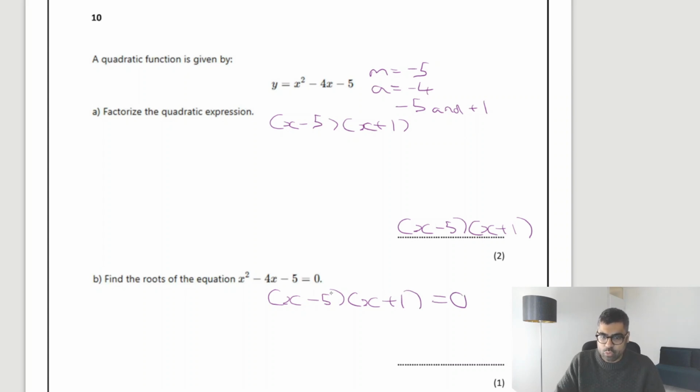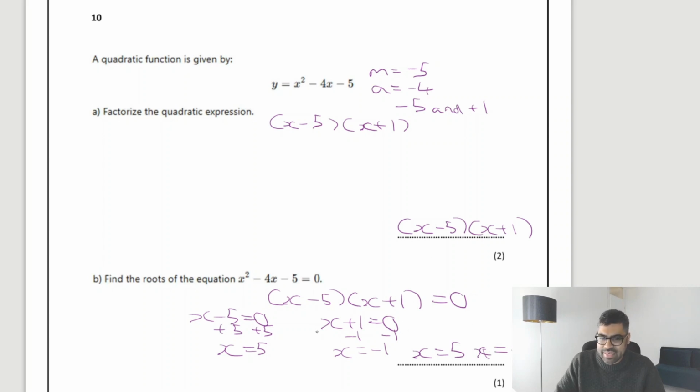So in order for us to multiply two brackets together and the answer to be 0, that means either this bracket or the second bracket needs to be equal to 0. So we're going to have x minus 5 is equal to 0, or we've got x plus 1 is equal to 0. So we're going to add 5 to both sides. Gives us x equals 5, and we're going to minus 1 from both sides. Gives us x equals minus 1. So we have x is equal to 5, and we also have x is equal to minus 1. So it's quite an easy follow-on question from part A.